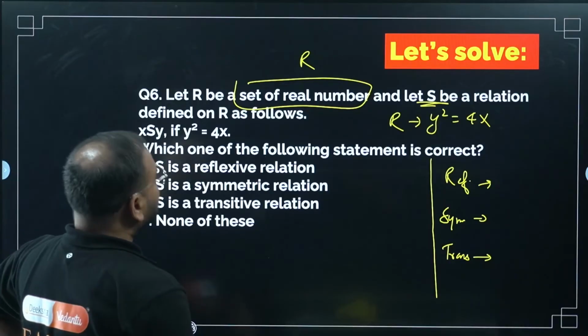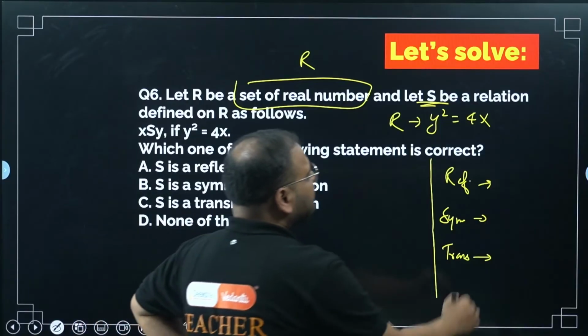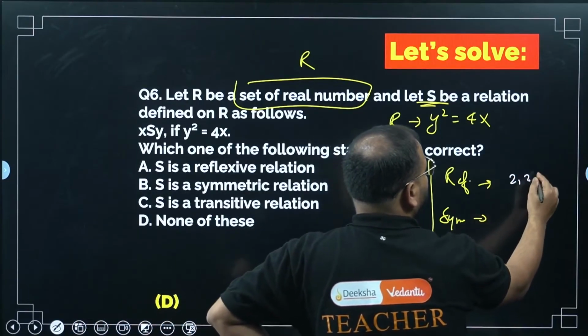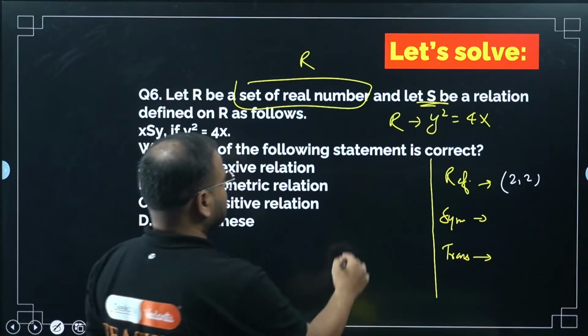Okay. So reflexive is not possible. Check here. If I take an element 2, 2, which is ARA, I put it here. 2 square.